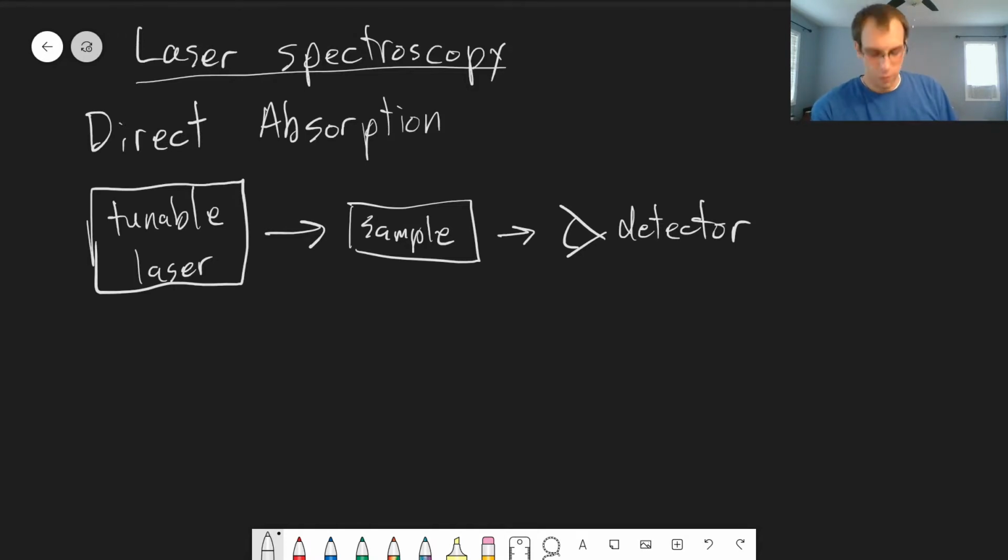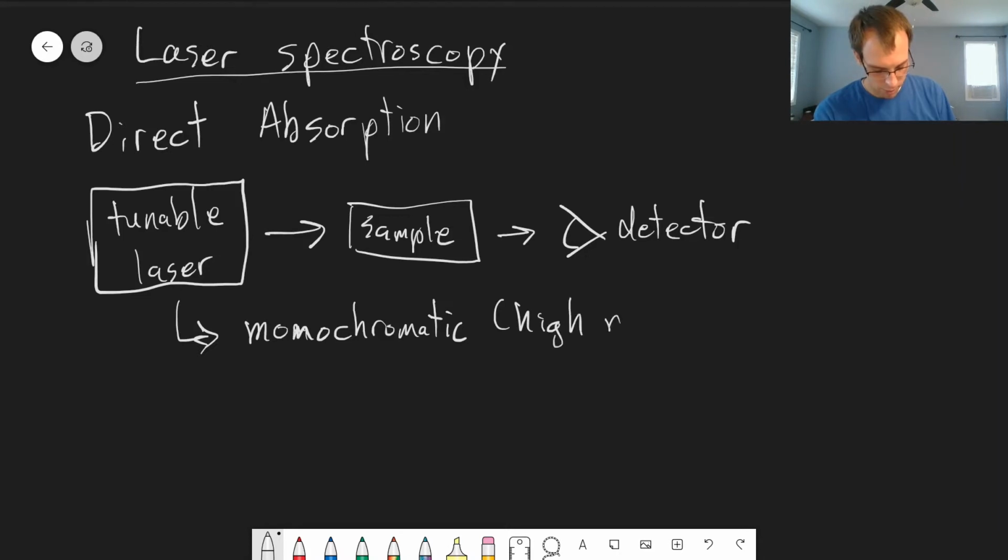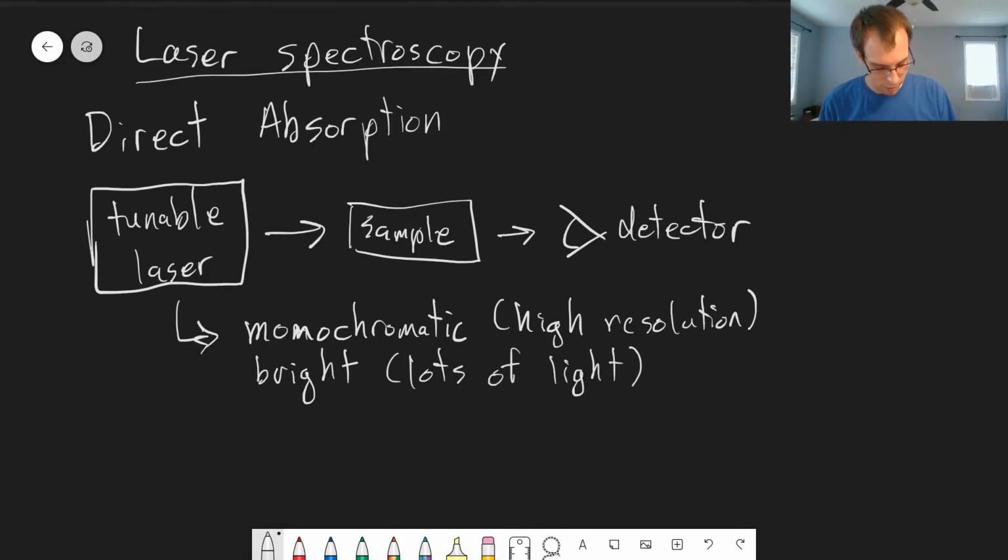The reason this is helpful is that because we're using a laser, we can take advantage of the fact that the laser is monochromatic, and that lets us get light of a very specific color, and this lets us do high resolution experiments. And so I've taken advantage of this in my research. So I use a tunable laser and do direct absorption spectroscopy. The other thing is that it's very bright. So we get the advantage of having lots of light, and that can improve the signal to noise ratio on our experiment.